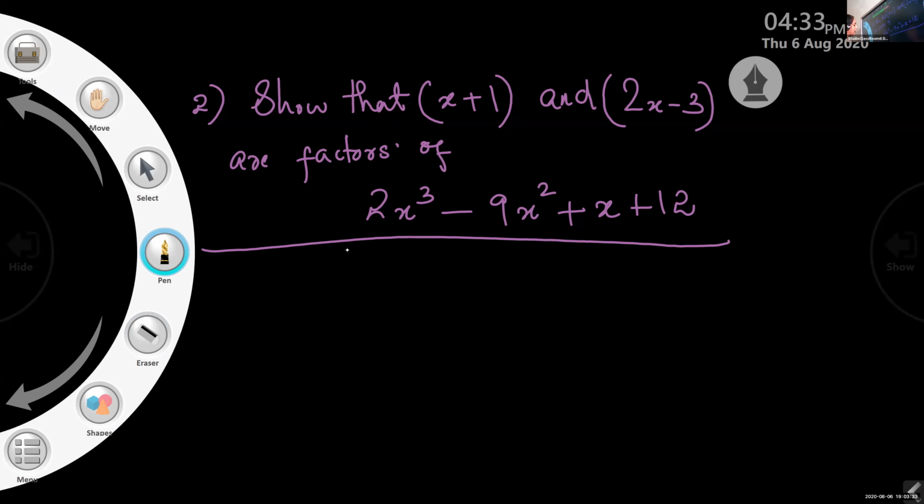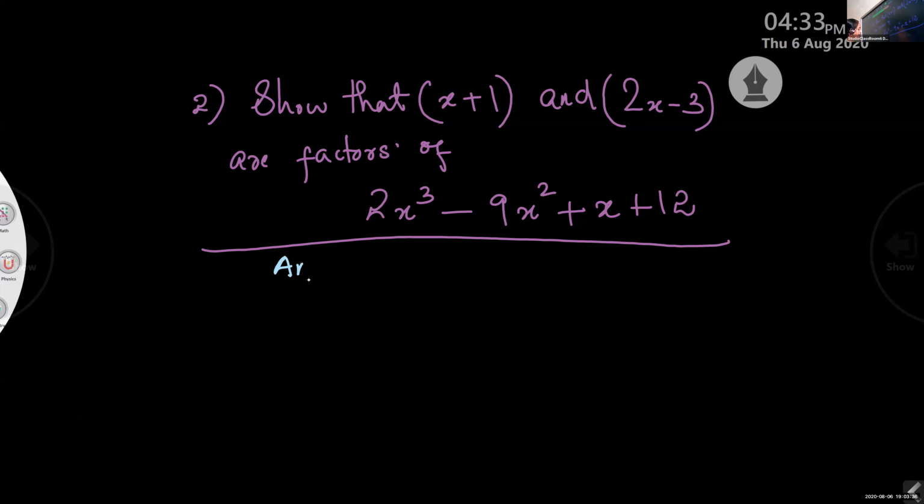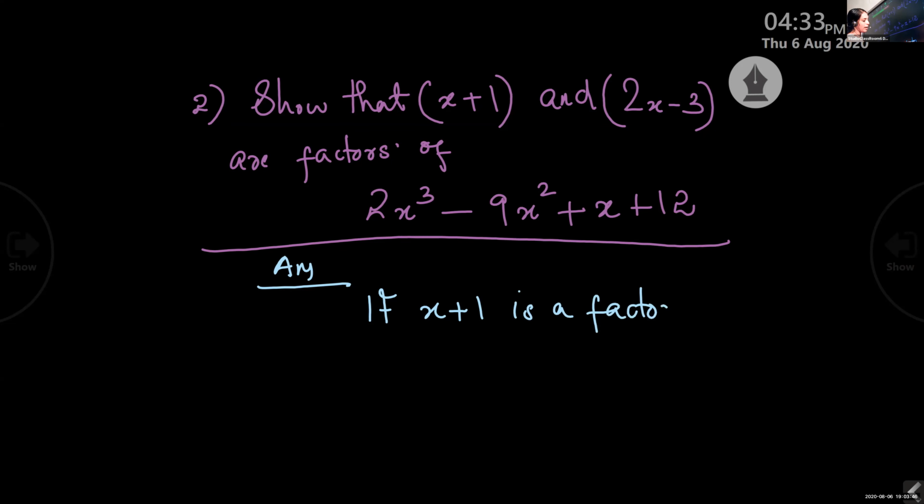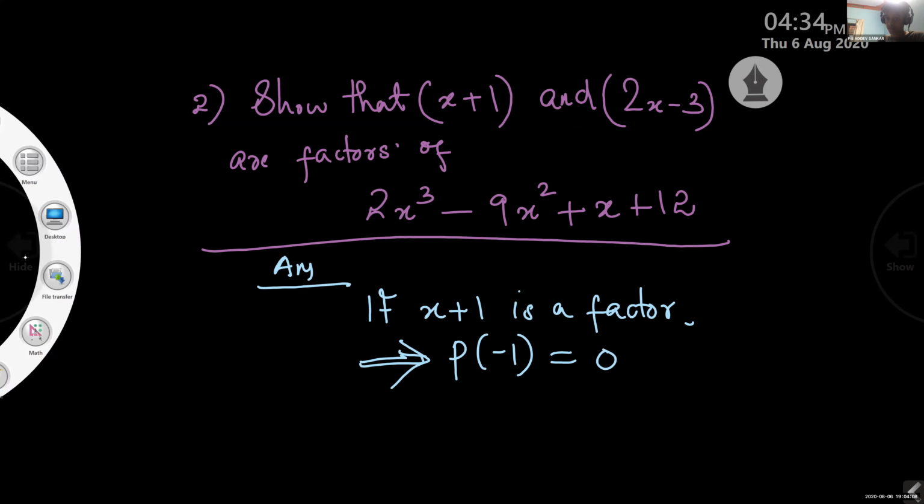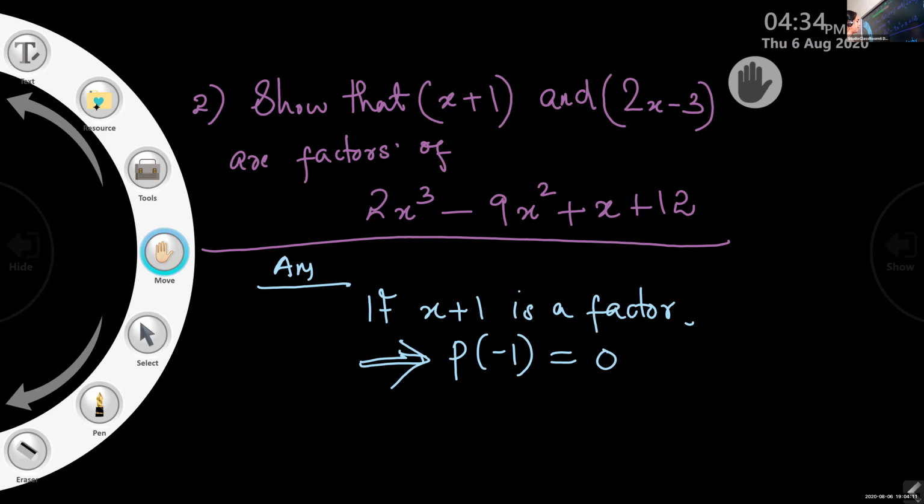Okay, children, you are going to write the answer of it. If x plus 1 is a factor, which number should you check? Tell me. Negative 1. P of negative 1, negative 1 you should check. After doing this, I will explain the next one.